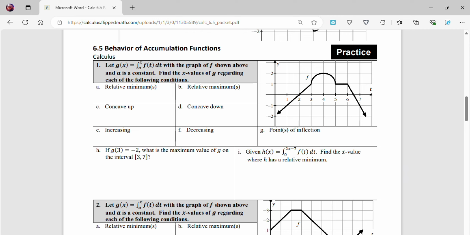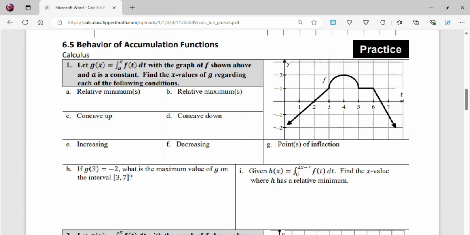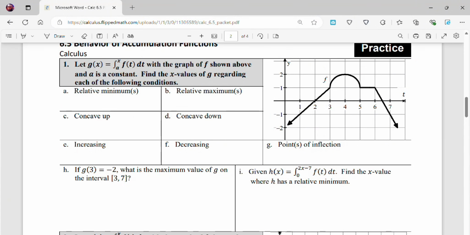If a function is increasing, then g prime, or the function's first derivative, is going to be greater than 0 or positive. If a function is decreasing, that function's first derivative is less than 0 or negative. Points of inflection. So if we find the second derivative, we're going to see when the second derivative changes signs. Alright, so hopefully that covers everything here.